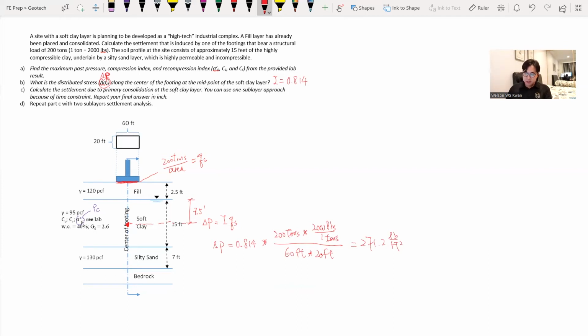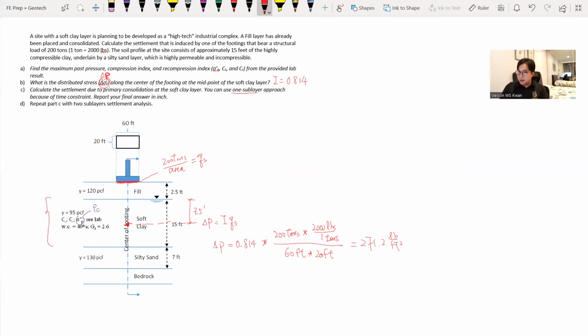So that pretty much is part B. So part C now asks you to find the settlements from the foundation loading. And this particular question asks you to use one sublayer approach. So to simplify our settlement analysis, we assume the distributed stress is uniform throughout the whole layer. So that's why we pick the midpoint.